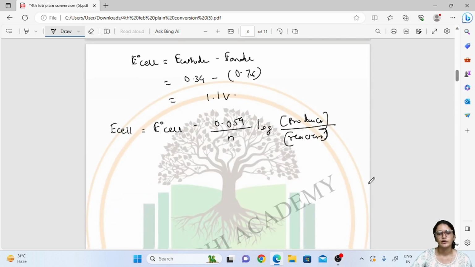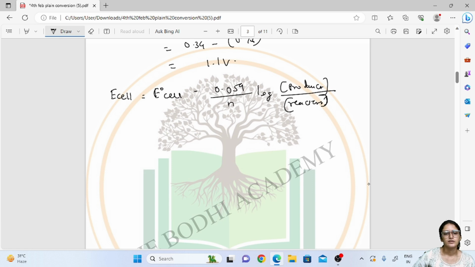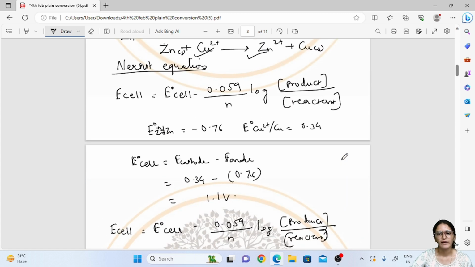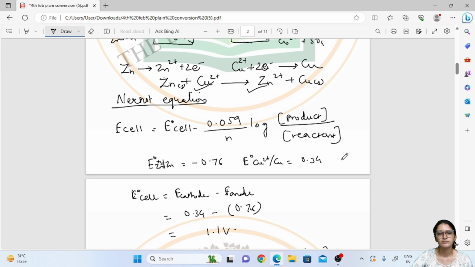So for the Daniell cell, the values are E naught of cell is 1.1 minus 0.059 by n. The n value is 2 because 2 ions are being exchanged. Then log of, now here concentrations I have not mentioned, so we will take random concentrations here. Suppose copper 2 plus we have 0.01 molar and zinc 2 plus we have 0.1 molar.